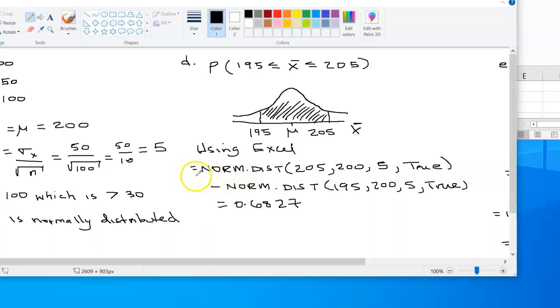So in Excel, we're going to type equal, then norm.dist, 205. 200 is the mean, mu. 5 is sigma x bar, and then true for cumulative distribution. And we're going to subtract the same thing when we replace x bar with 195 instead of 205. Our final area, or final probability, is 0.6827.